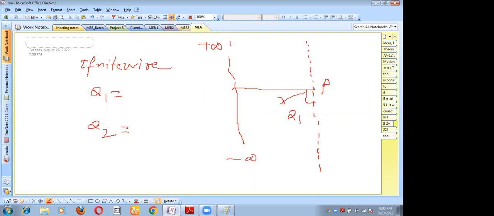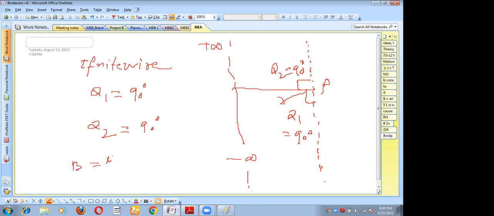It means theta 1 will become 90 degree, and theta 2 will also become 90 degree, since this line is going to infinity. So here theta 1 equals 90 degree and theta 2 also equals 90 degree. And the magnetic field will be mu naught I by 4 pi r, sine 90 plus sine 90. You know that sine 90 is 1, so it will be mu naught I by 2 pi r.